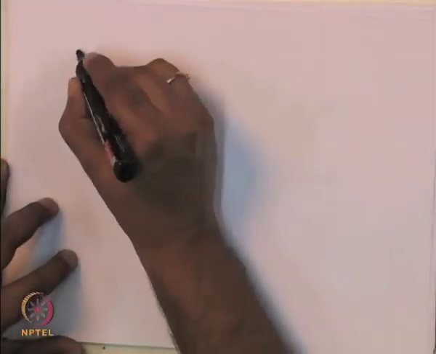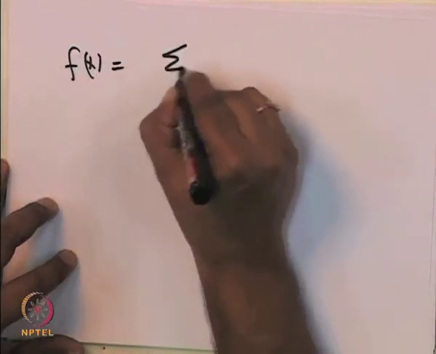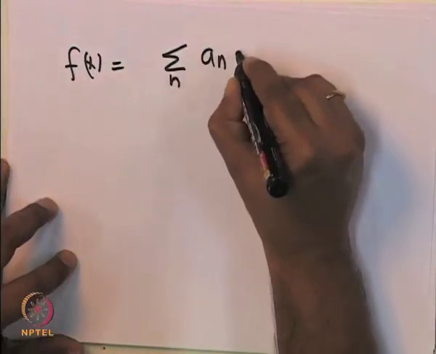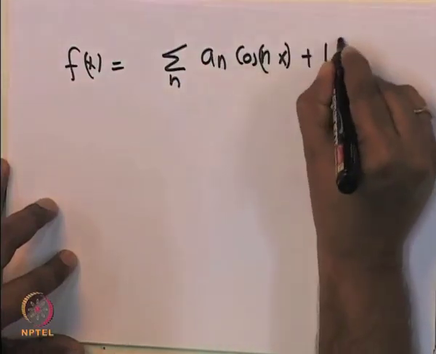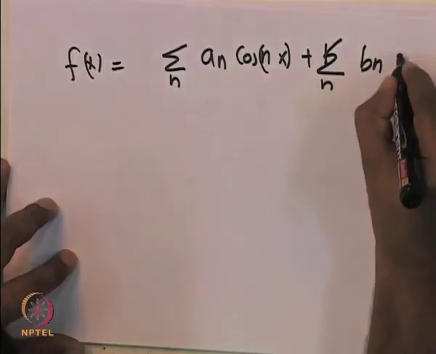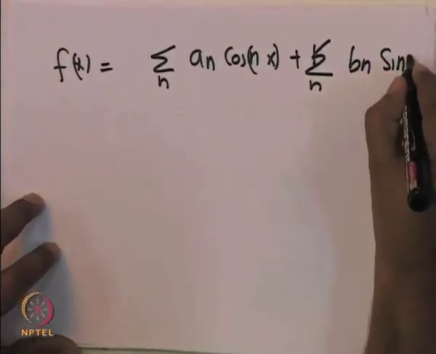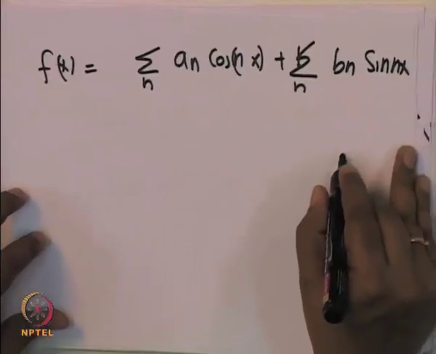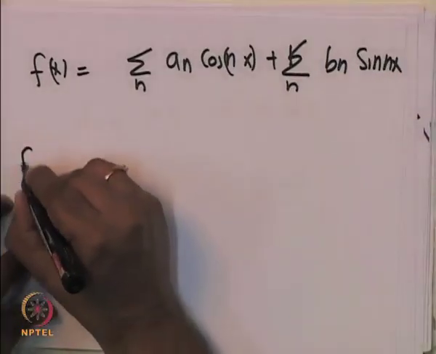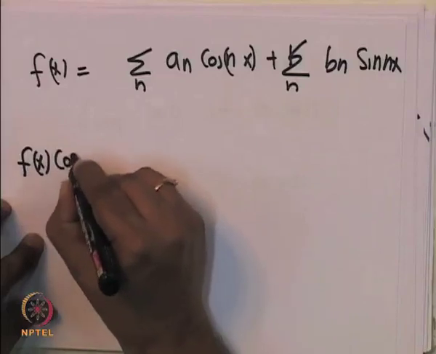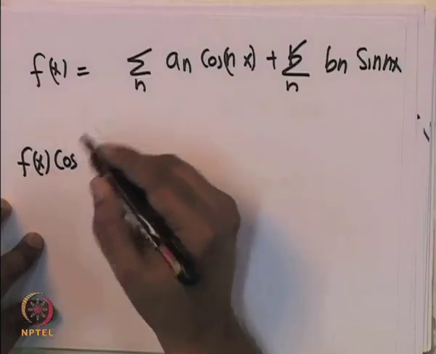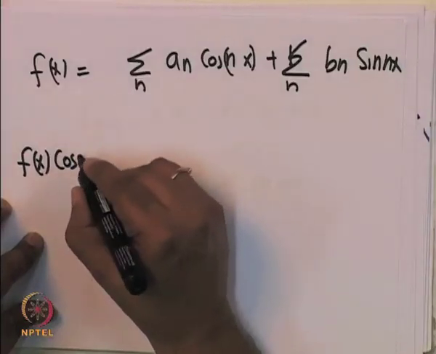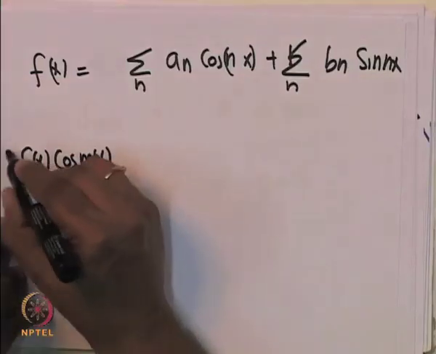So, if you take f of x as the sum over n of a n cos n x plus the sum over n of b n sin n x, then you multiply f of x with some particular function m, let us say. Let me multiply this by cos m x and integrate.